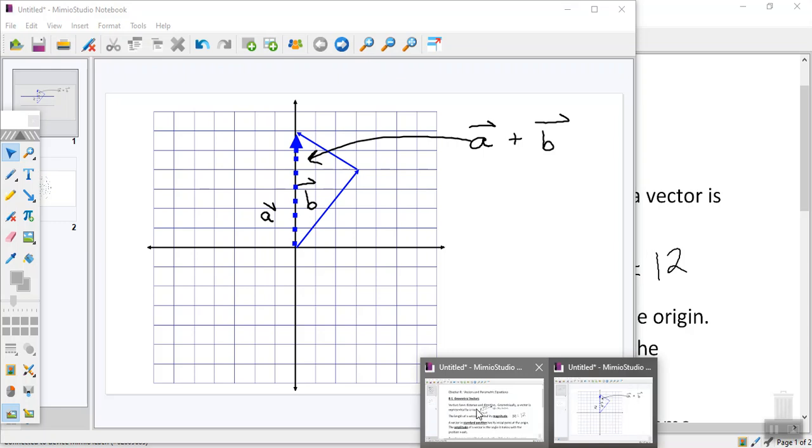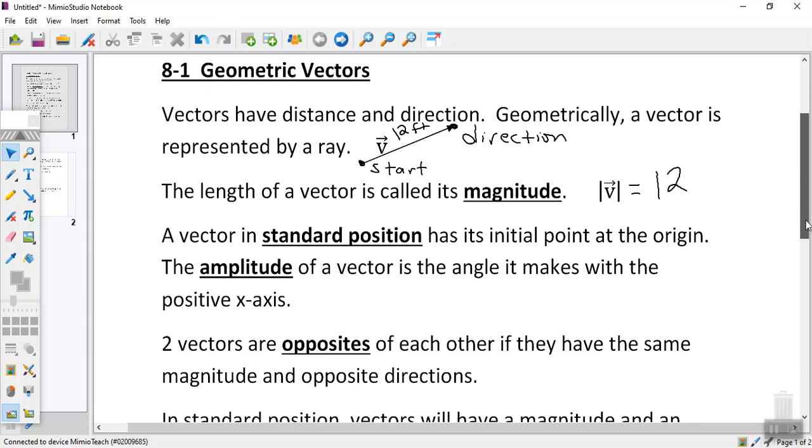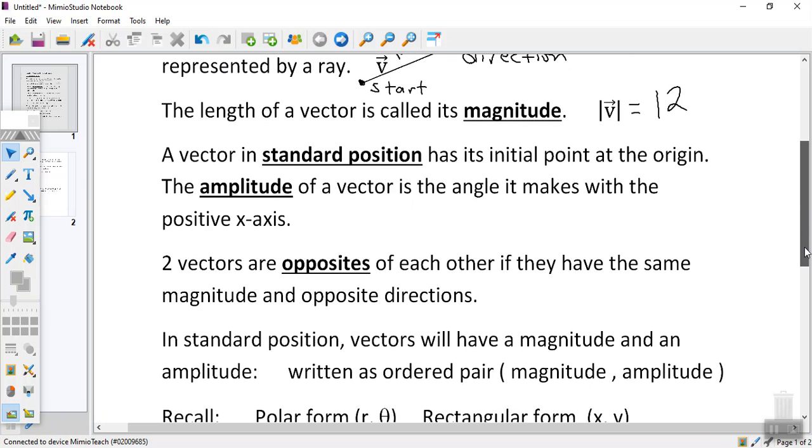So things to think about today. The length of the vector is going to be called what again, kids? Magnitude. Okay. We know a vector in standard position has its initial point at what? Everything that we've talked about in trig this year has always had a terminal side starting at the origin, hasn't it, kids? So it's similar to what we've talked about.